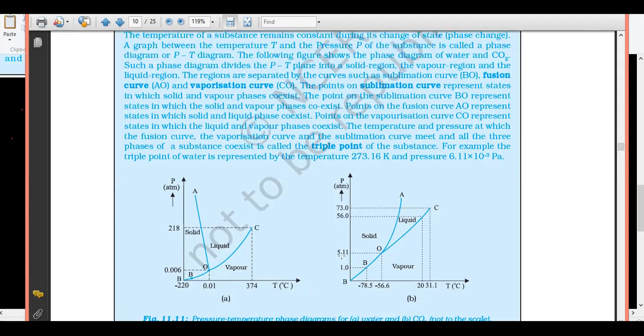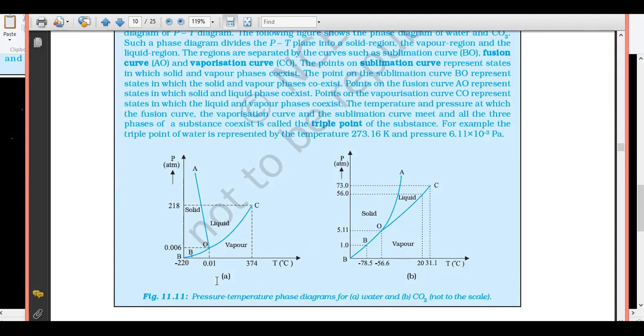So don't get confused about what the triple point is. Triple point is a situation where all three states can coexist, and the pressure is different. For example, in the water case, whatever we are talking about is at atmospheric pressure, which is 1 atmosphere, somewhere here. But if you reduce the pressure to 0.006, then you will come to a point where solid, liquid, and vapor can all coexist.